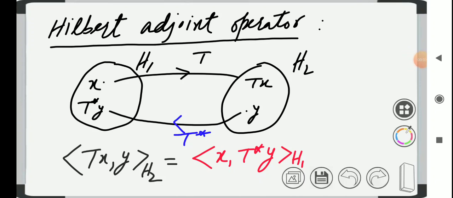Hello guys, in this video lecture we will study about the Hilbert adjoint operator corresponding to a bounded linear operator defined on a Hilbert space. The definition is written on your screen. Although it looks usual, familiar or even trivial, it is not that trivial.